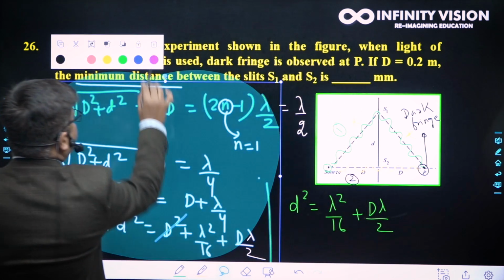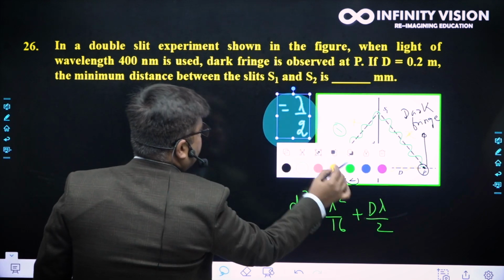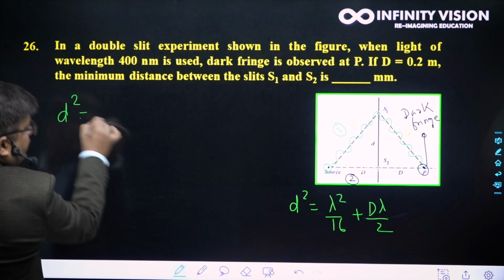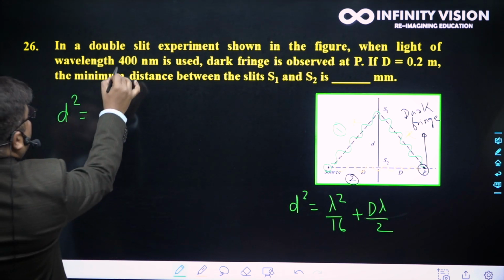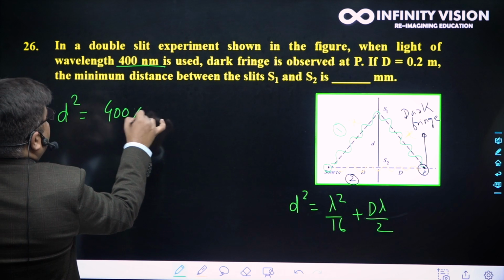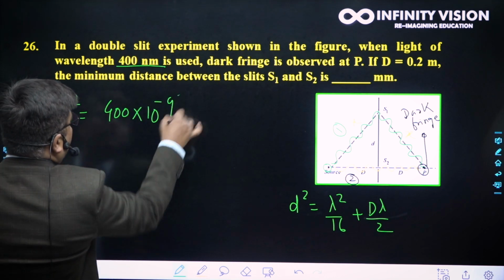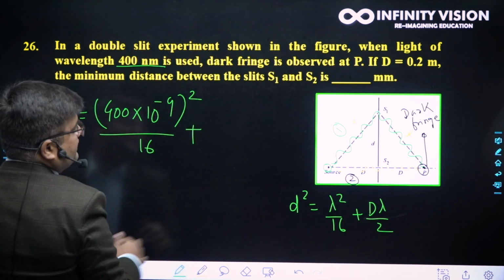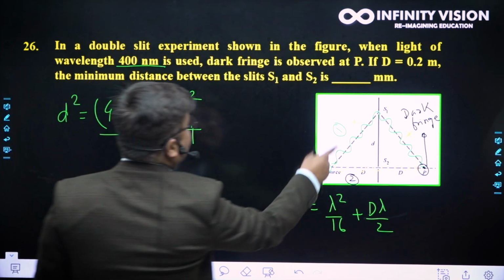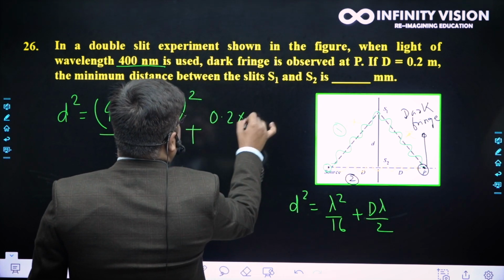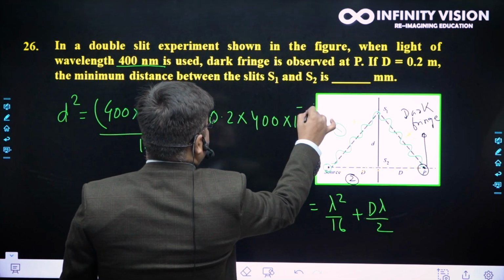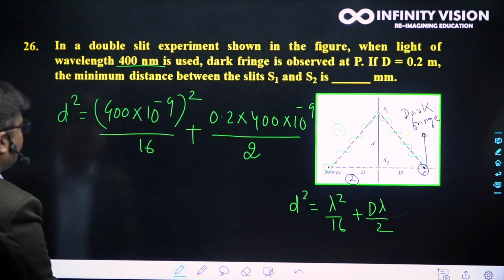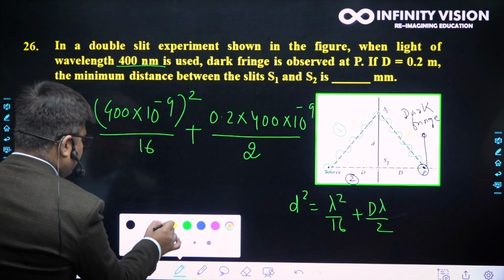अब सारी वैल्यूज हमको क्वेश्चन में दे रखी हैं. What we have to do, we have to just substitute these values and get the answer. तो small d square की जो वैल्यू है that is lambda square by 16 plus D lambda by 2. Lambda की वैल्यू दे रखी है 400 नैनोमीटर. तो (400 into 10 raised to the power -9) का whole square upon 16 plus capital D मतलब स्क्रीन डिस्टेंस जो दे रखा है, ये capital D की वैल्यू दे रखी है 0.2, फिर lambda 400 into 10 का पावर -9 और यहाँ पर ये 2.